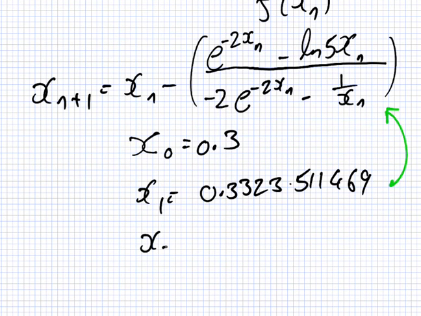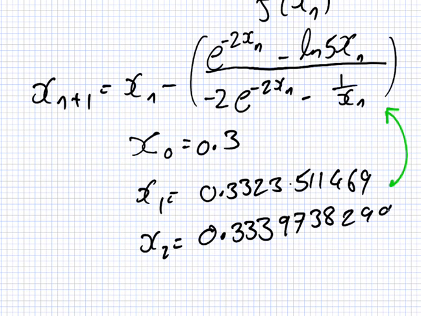And they would like this to 3 decimal places. So that would be 0.333, well it's 0.39738299. So for 3 decimal places, this would make it round up to 0.334. And that's the answer.